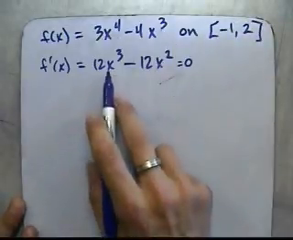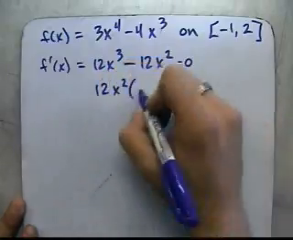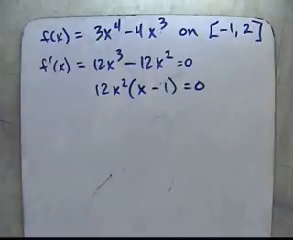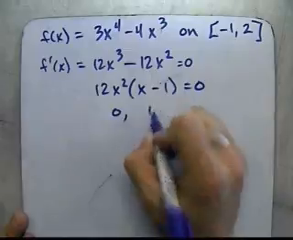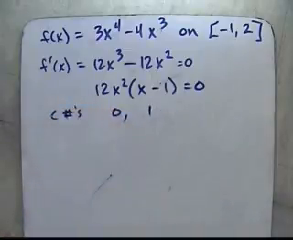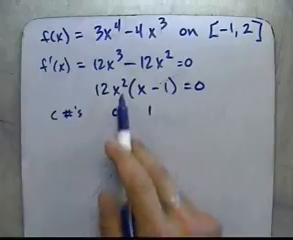Set that equal to 0, and I've got a factor here, it looks like. So I'm going to take out a 12x squared, and then you're left with x minus 1 equals 0. So we have critical points at 0 and at 1. Those are my critical numbers. This one happens to have multiplicity. It happens twice because it's x squared right there.